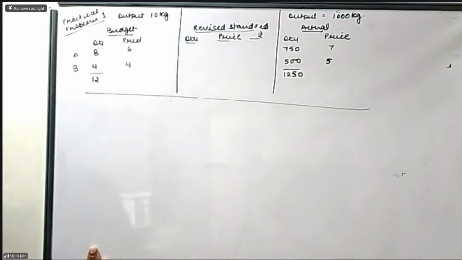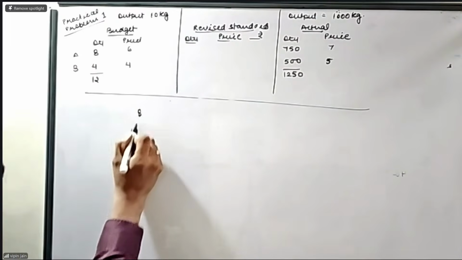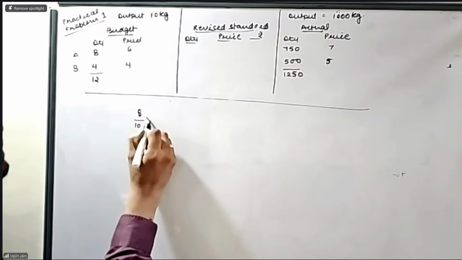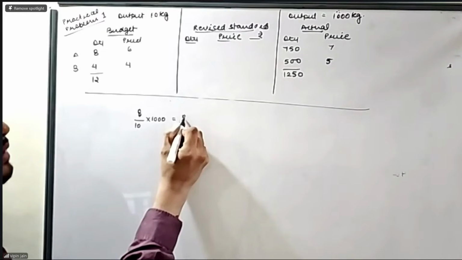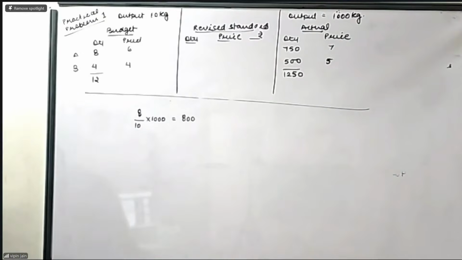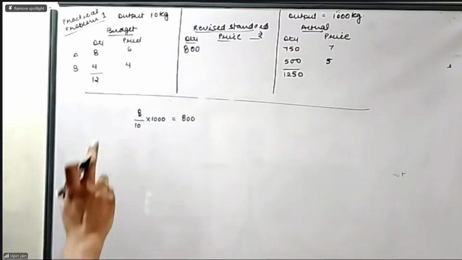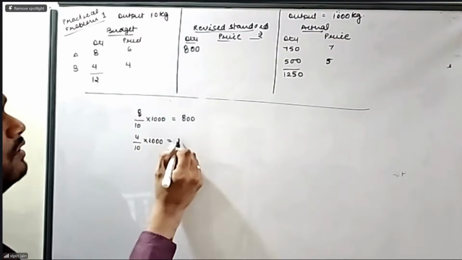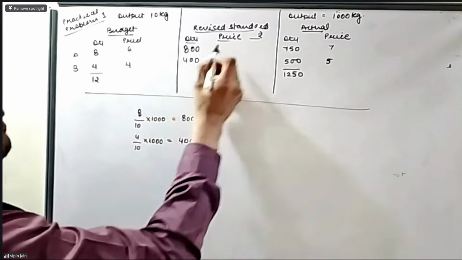So now, how will you calculate? 8 kgs for 10 units, right? Yes, sir. So for 1000 kgs, how much input is required? 800. Similarly, for this one, 4 kgs for 10 units. So for 1000 kgs, how much? So 400.